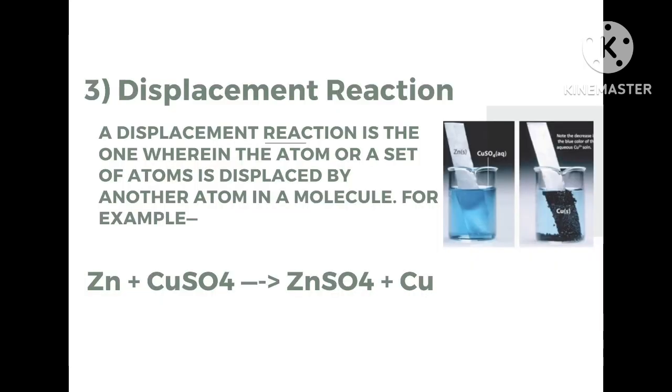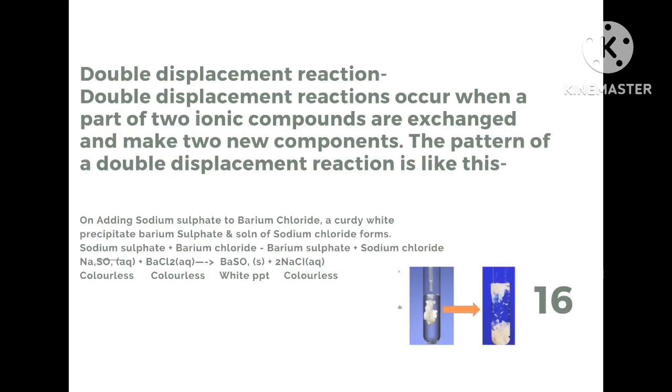Now the third type of reaction is the displacement reaction. A displacement reaction, as the name indicates, is one wherein the atom or a set of atoms is displaced by another atom in a molecule. Here, the point to be noted is that only a more reactive metal can displace a less reactive metal. For example, when zinc reacts with copper sulfate solution, then zinc displaces copper from its solution and it becomes zinc sulfate and copper is being deposited on the plate.